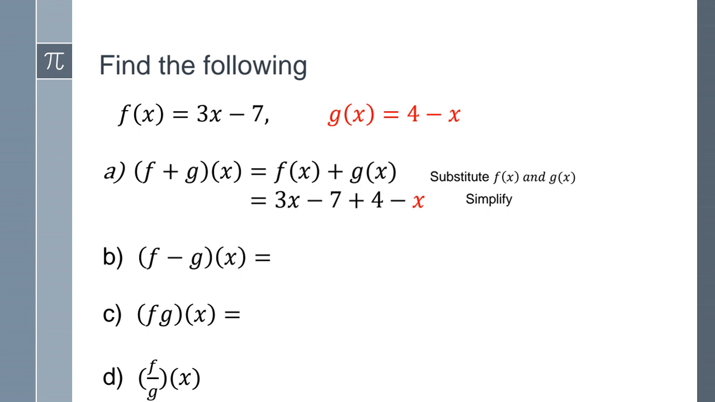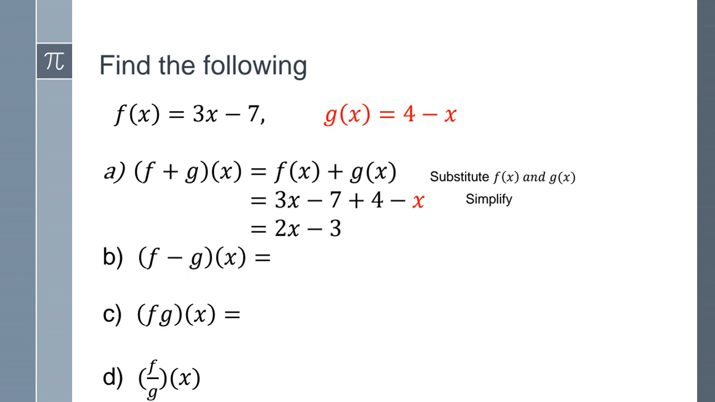Now comes simplifying, which means let me combine any like terms if I can. I have a 3x and a minus x. Those two can be combined to give me 2x. And then I have a minus 7 with a plus 4. Since they're opposite signs, I'm going to subtract and keep the sign of the larger number. 7 minus 4 is 3. Since 7 was the bigger number, my answer is negative 3. So f plus g of x is going to produce 2x minus 3.